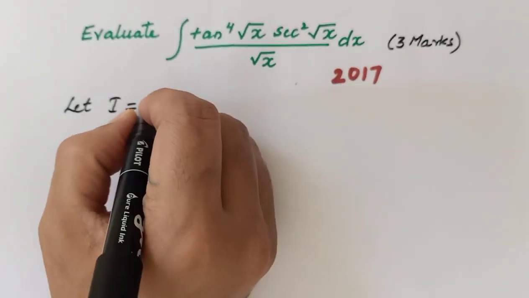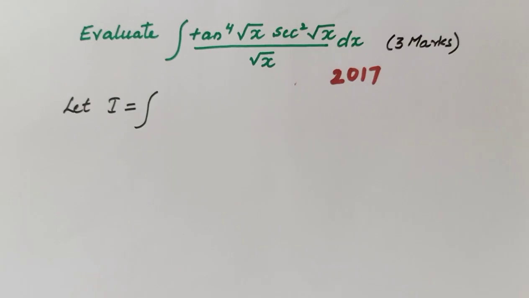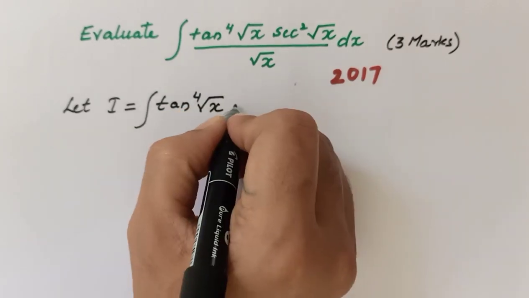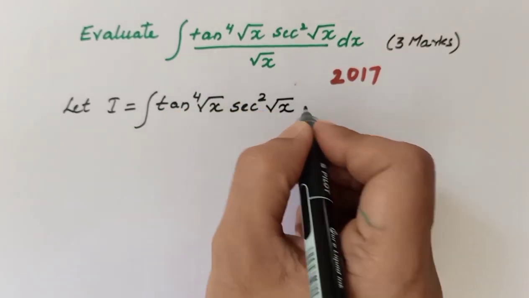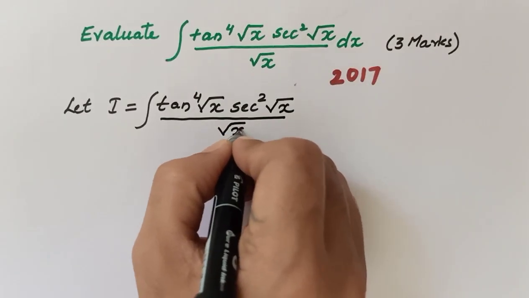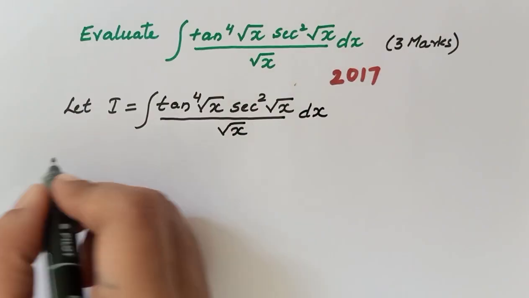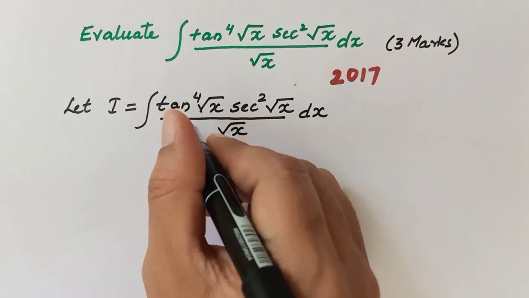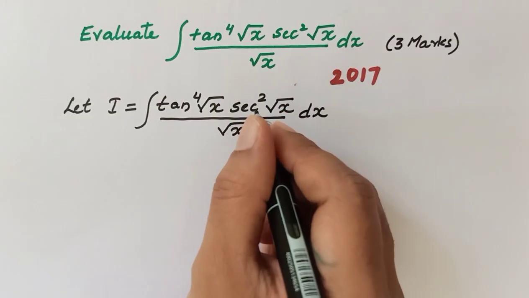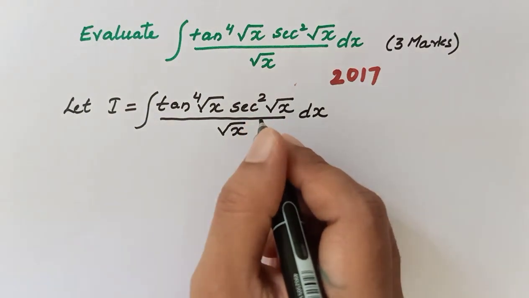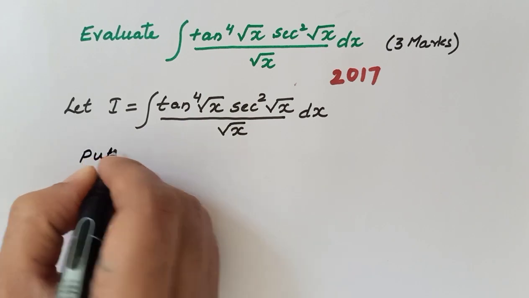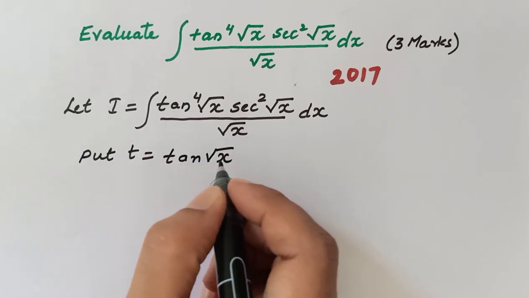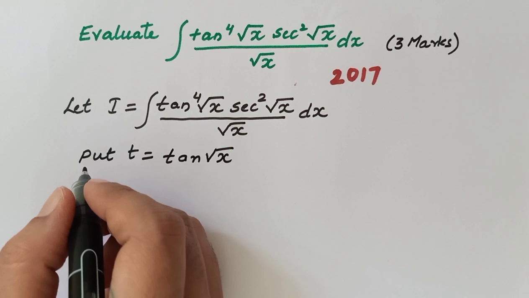Let I equal tan to the power of 4 root x. So if I take t equals secant square root x, after differentiating I will not get this tan root x, right? So if I take tan, I will get the differentiation of this equal to secant square x, which is present in the question itself. So I have to go for put t equals tan of root x.